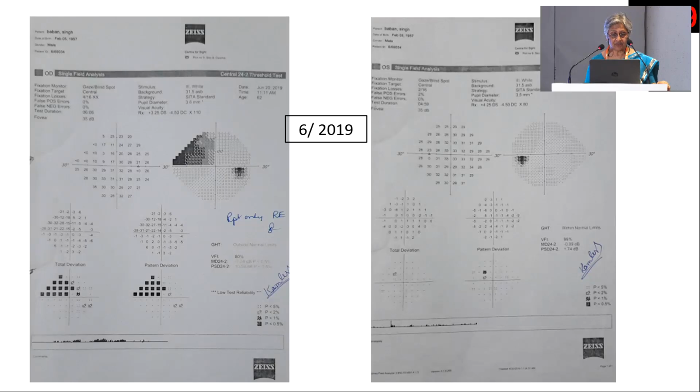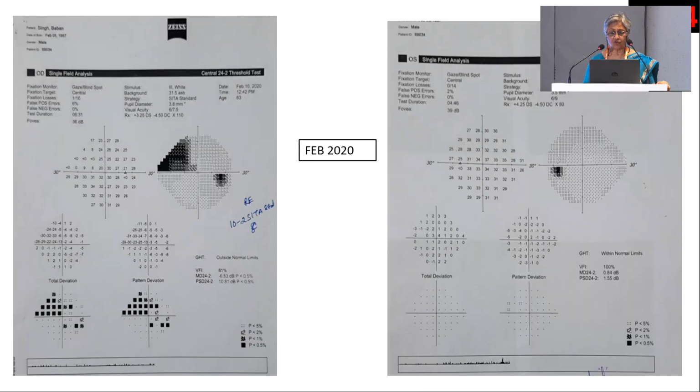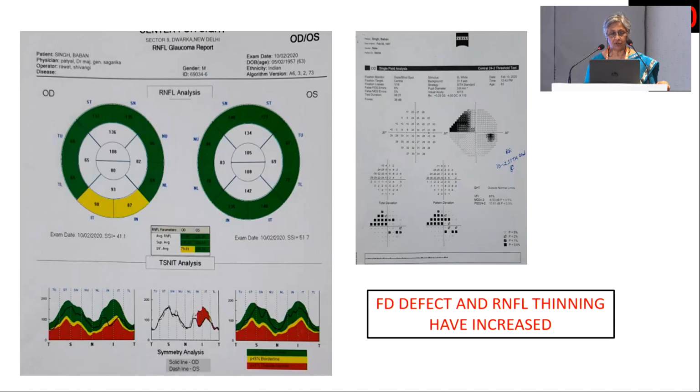We went into 2019, again, same defect, left eye absolutely normal. 2020, now the defect has started enlarging in the right eye. Left eye is absolutely normal. And you see, the OCT is also telling us, hey, look, we've become borderline in the right eye. Left eye is still normal.